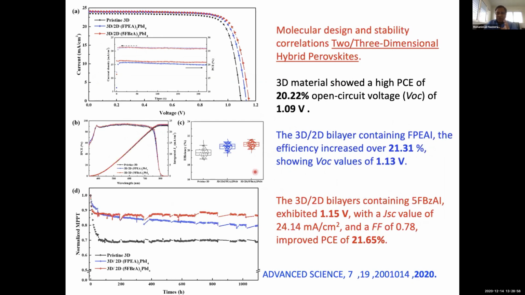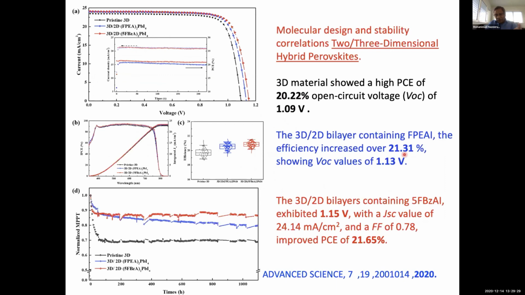Now, without going through the characterization techniques because it's the same as before, we directly go to the photovoltaic properties. Take the reference sample, which gives me 1.09 volts, and the efficiency is 20%. The moment we deposited the two-dimensional perovskite layer on top of three-dimensional perovskite, the VOC went from 1.09 to 1.13. The power conversion efficiency increased from 20.2 to 21.31.